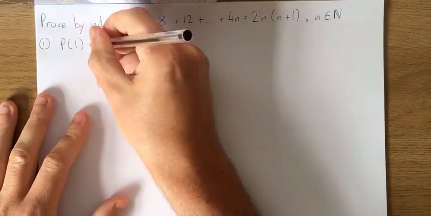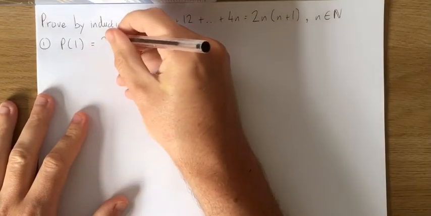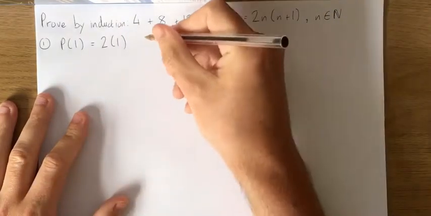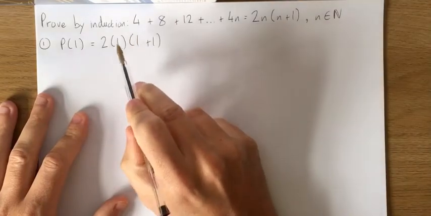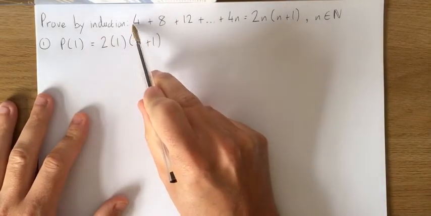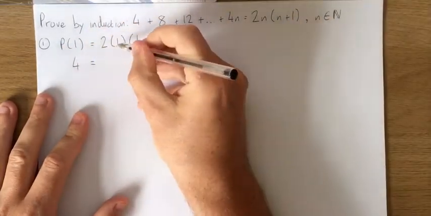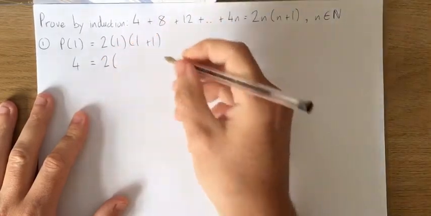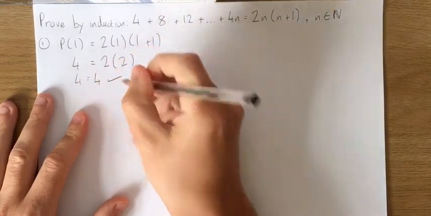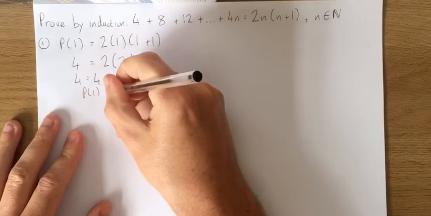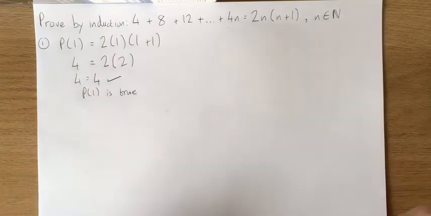So P1, so subbing 1 in for n to the formula, I'm going to get 2 times 1 on 1 plus 1. The first term added together is just the first term, so it's 4. So I know the answer to this is 4 is equal to 2 times 1 is 2 on 1 plus 1 is 2. So 4 is equal, 2 times 2 is 4. All right, so P1 is true.